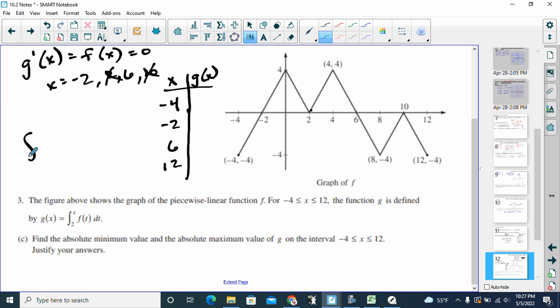G of x is the integral from 2 to x of f of t dt. So if I plug in 6, I've got the integral from 2 to 6. Integral from 2 to 6, we've got a triangle, base is 4, height is 4, so area is 8. Then 2 to 12, that's 8. It's going to be negative 8. Base is 2. Height is 4. This is negative 4. So 2 to 12, 8 minus 4 is negative 4.